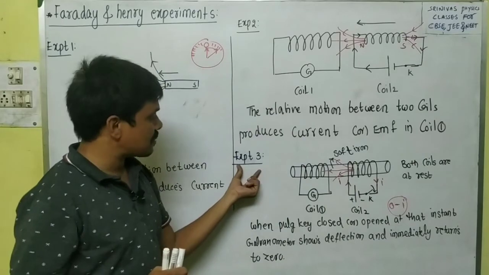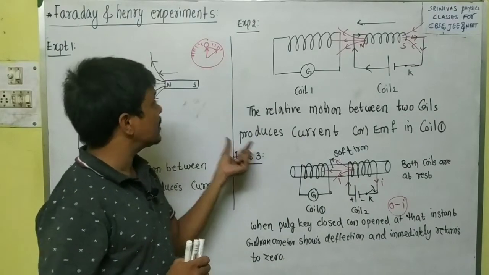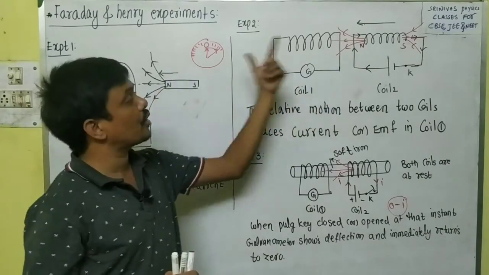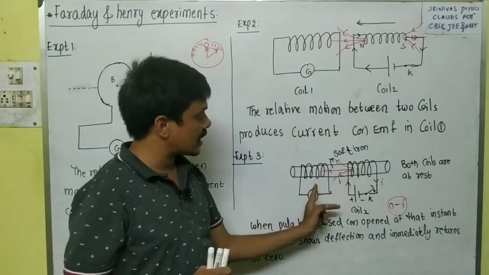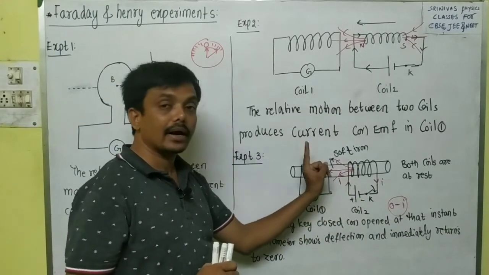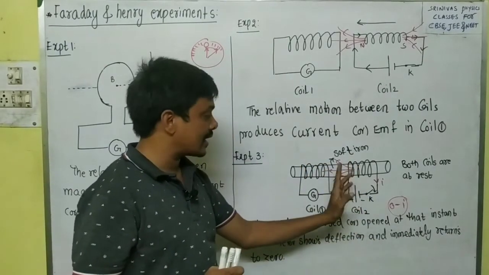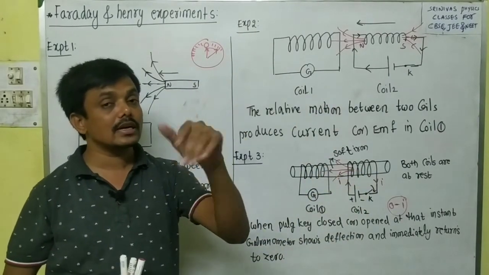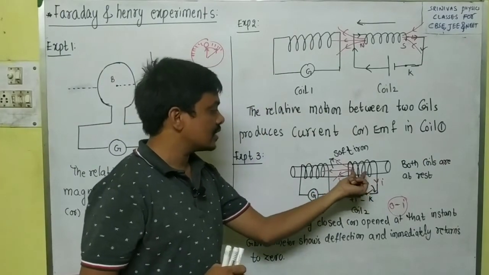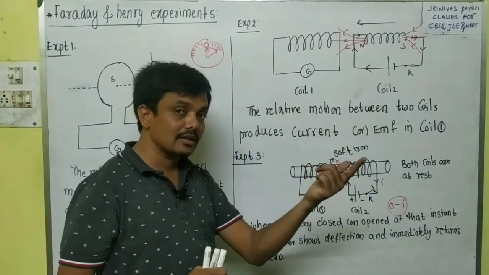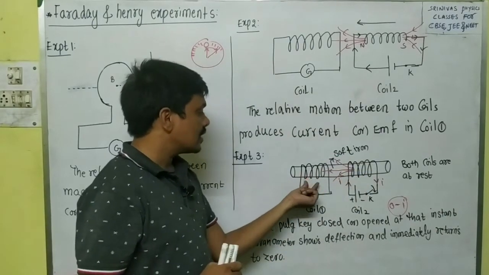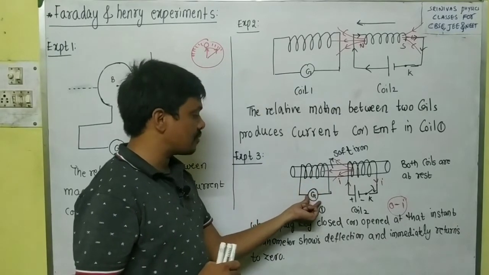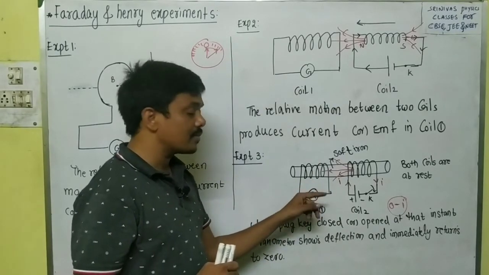And the third, experiment 3, is that in the first two experiments, they are moving the magnet or coil. But in this, the two coils are at rest. But when they close and open the key, at that instant, the current is changing in the coil too. The change in current generates a change in magnetic field. Then that change in magnetic field changes the flux. That change in flux links with coil 1, and due to that change in magnetic flux, EMF is produced and current is produced, and the galvanometer deflects.